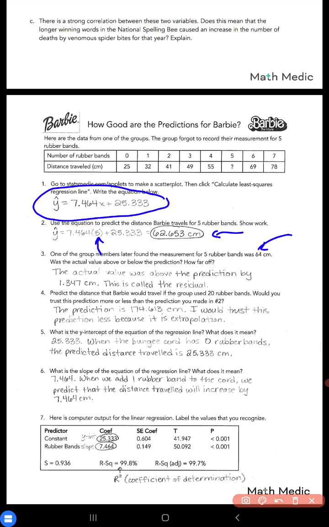And the answer is absolutely not. This is called extrapolation. So if you look at the data that we had, we only did testing up to 7 rubber bands. And that's how we got our equation that we're using to make our predictions, right? Well, if I only did testing up to 7 rubber bands, I can't assume that that equation is going to be accurate when I plug in the number 20, right? Because I haven't tested it, okay?